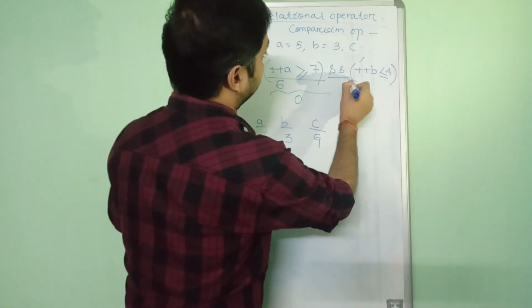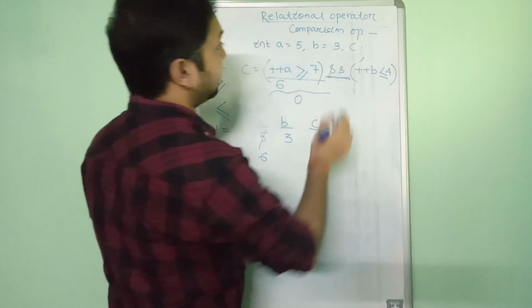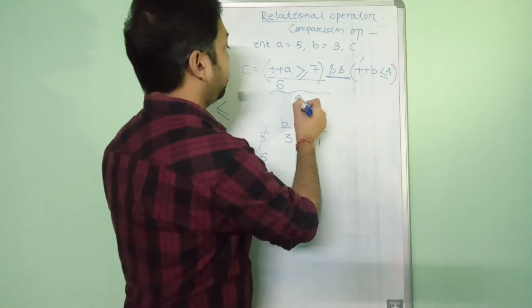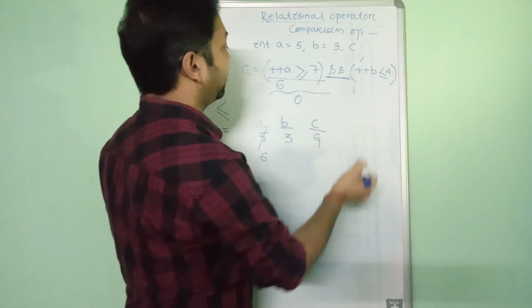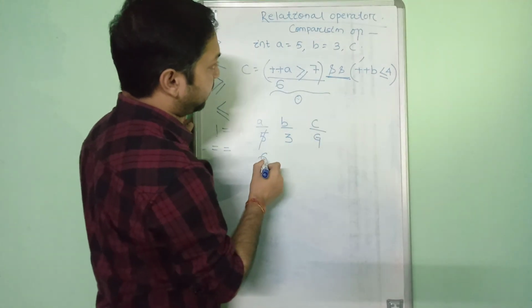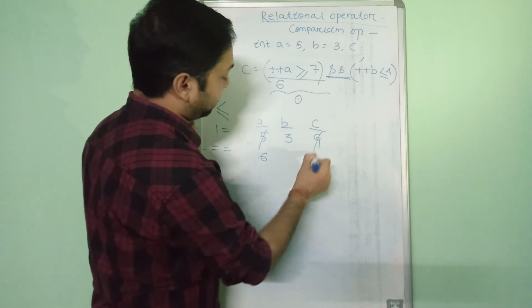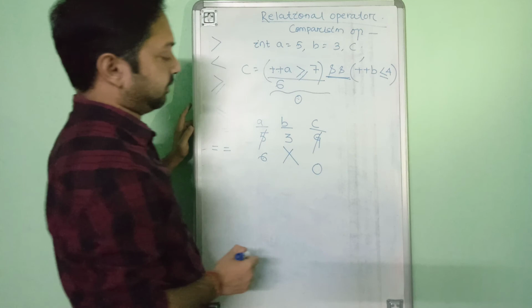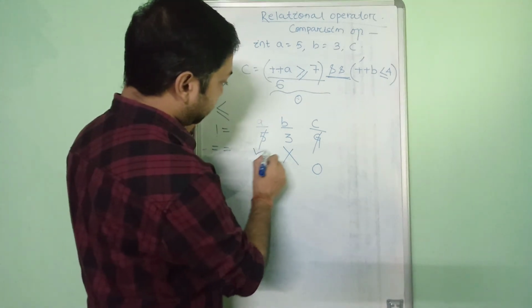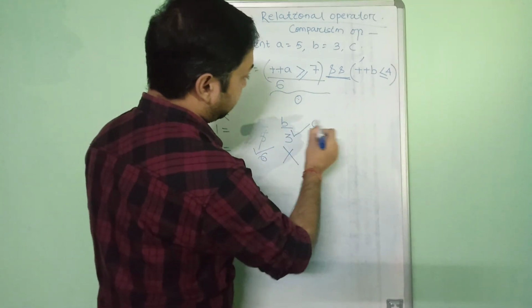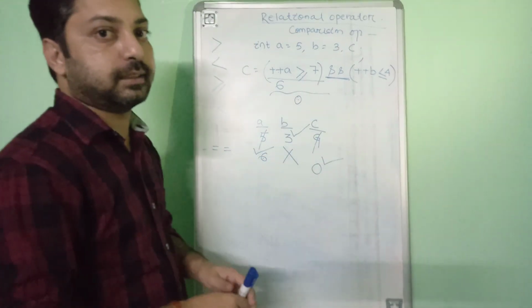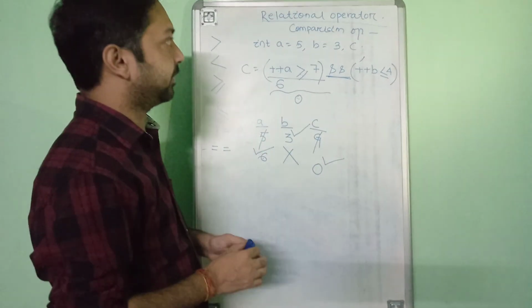Now this is logical AND. Logical AND means if you recall the truth table of logical AND, if the first input is false, then the output is false. So in such case, second part will not execute. So you can see value of A is 6, value of B is 3, value of C is 0. So this is the way how we can solve relational operator.